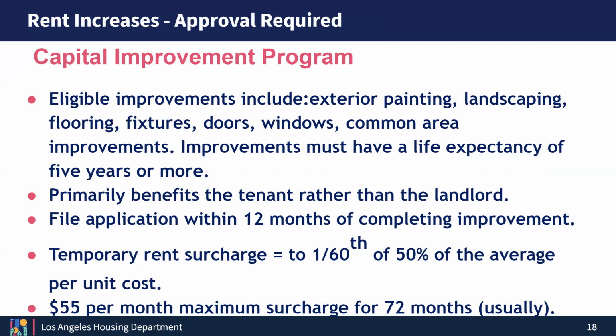The application for a capital improvement surcharge must be filed within 12 months after completing the work. If the application is filed after 12 months, then the owner is not eligible for the surcharge. Depending on the total cost of the work, the monthly surcharge will vary, but it can never be more than $55 per month for a 72-month period, which typically will be sufficient for an owner to recover half of the expense of the improvements.